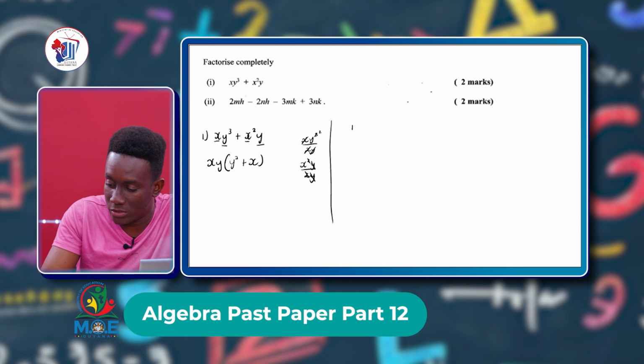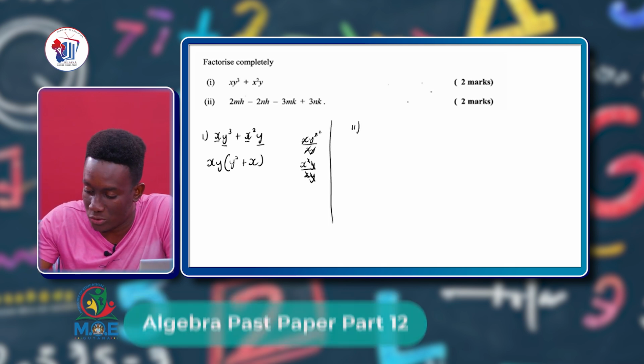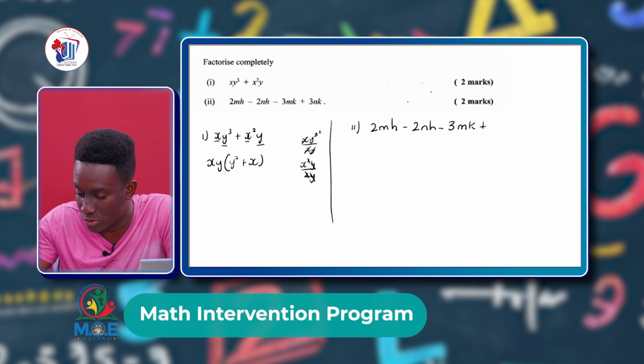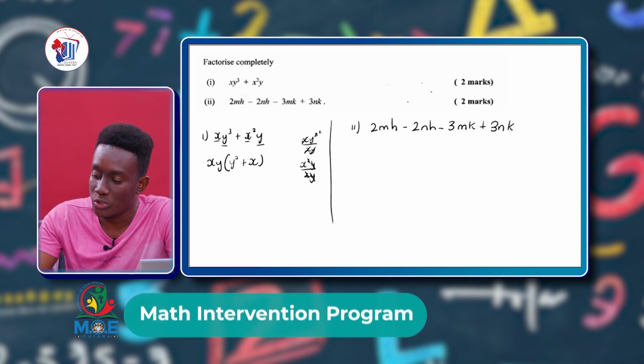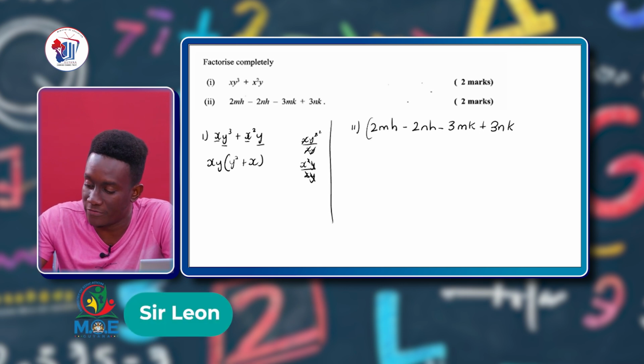Let's go to the other one. So 2, we want to factorize this as well. So we'll have 2mh minus 2nh minus 3mk plus 3nk. So we want to factorize this here. So what we'll do, we have 4 terms. So we'll just pair them off. So I'll pair off everything.